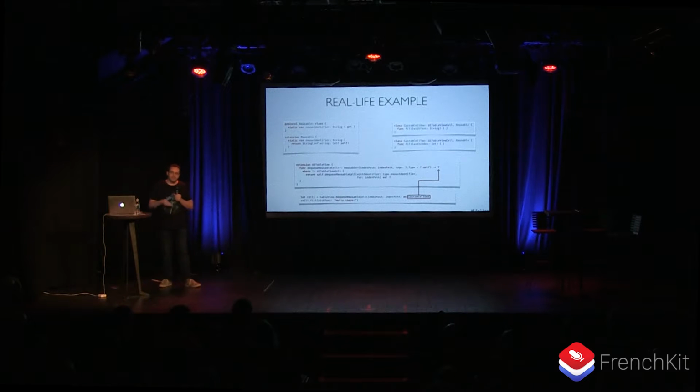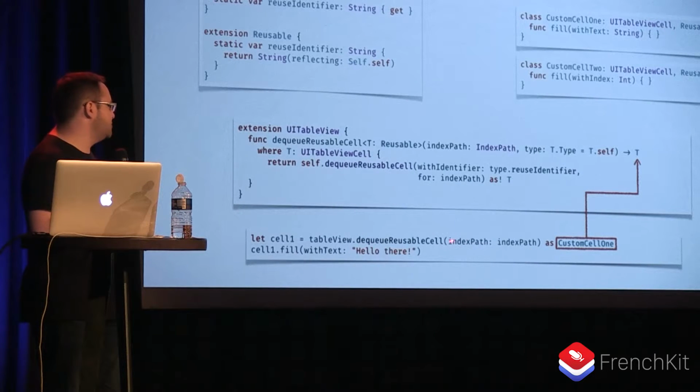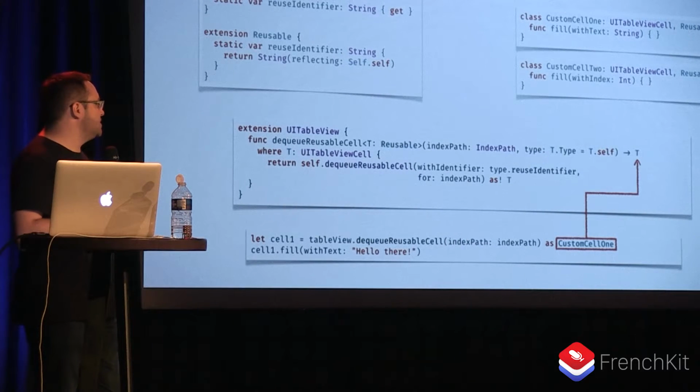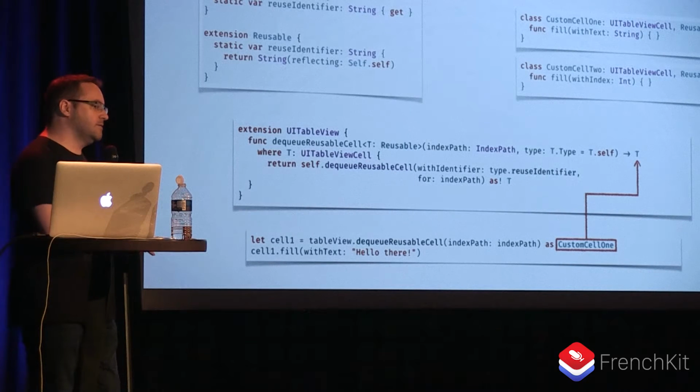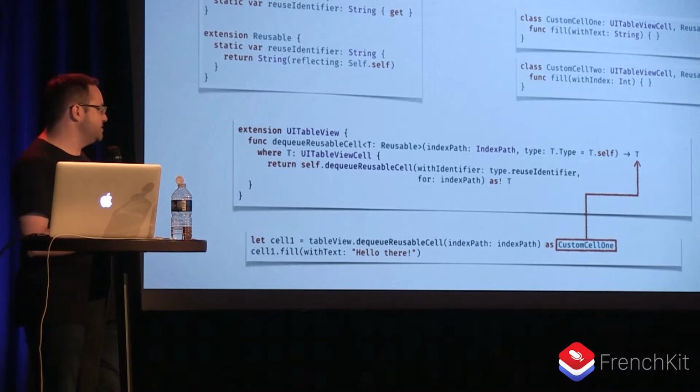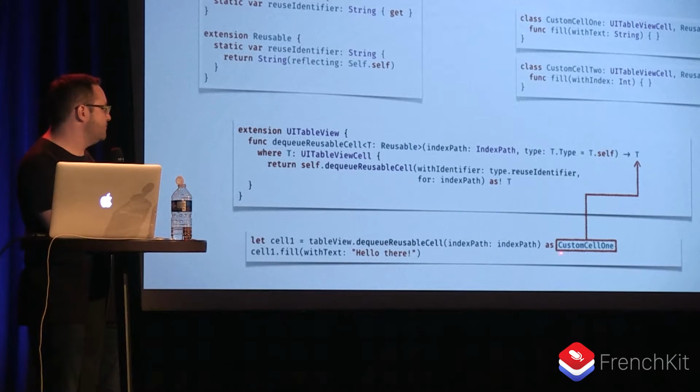The first one is to use the as operator. So don't be confused there. This as is not actually the same as as? or as!. That's not downcasting. That's just a hint to the compiler, because the compiler knows that there are multiple variants of the reusable cell method, and we just tell the compiler that we want the variant that will actually return CustomCell1. So that's not calling the method then downcasting. That's just calling the method that will actually return a CustomCell1.